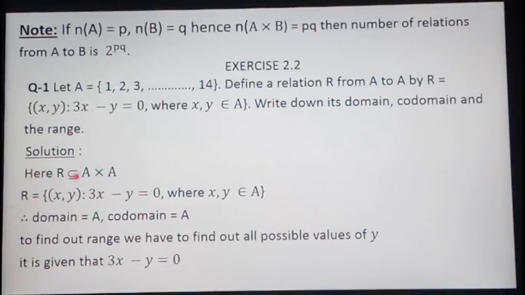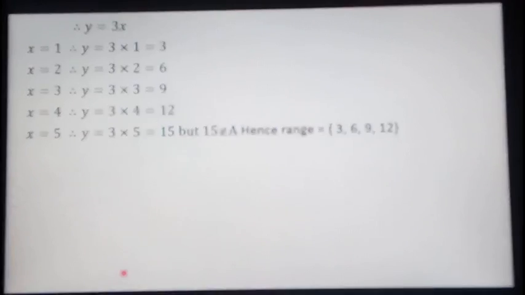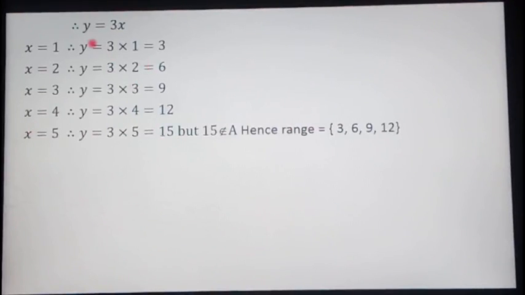Here R must be a subset of A cross A, where R is the set of ordered pairs (x, y) such that 3x minus y equals 0, where x, y belong to A. So the first A is the domain and the second A is the codomain. To find the range, we have to find all possible values of y, but it is given that 3x minus y equals 0. So y equals 3x.